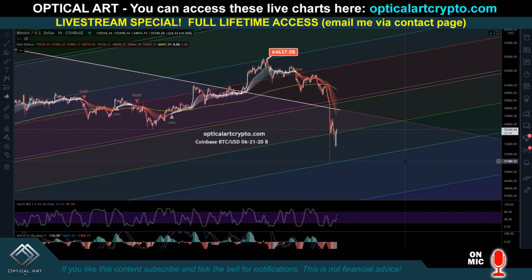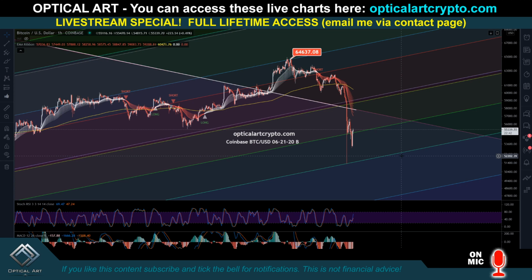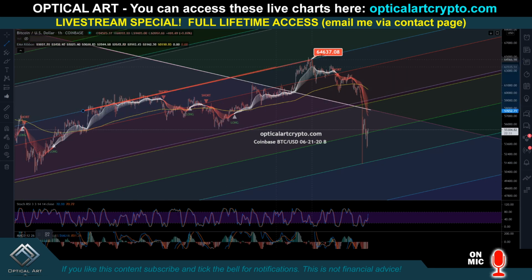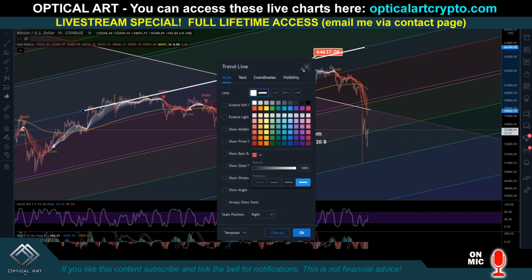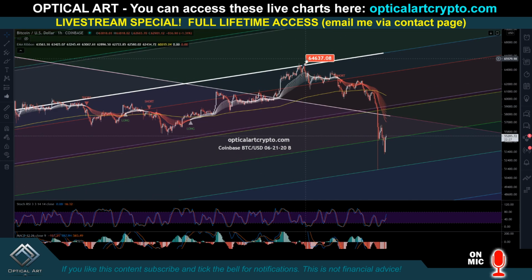Let's cover some of these charts, guys, and just show you the accuracy of these. So this was a chart also that pretty much nailed the top. And I use multiple charts, and I do keep you guys updated on Twitter. You notice this resistance right here. Let me make this white so it stands out. So right here, this was where we topped out.